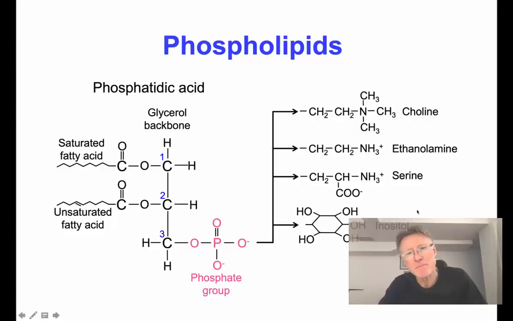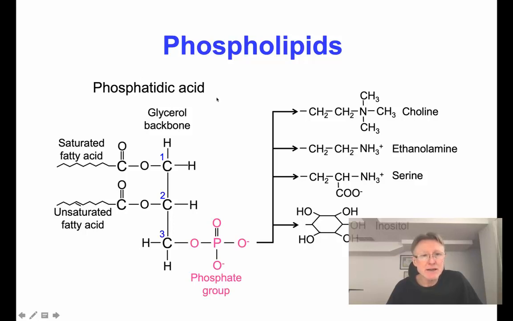Hello everyone. Today we are going to start the conversation talking about phospholipids, and this slide shows basically the structure of phospholipids and the different types of phospholipids that we have in cells and tissues. Phospholipids are very important for the formation of cell membranes, and we are going to discuss this a little bit more in detail in the next slide.